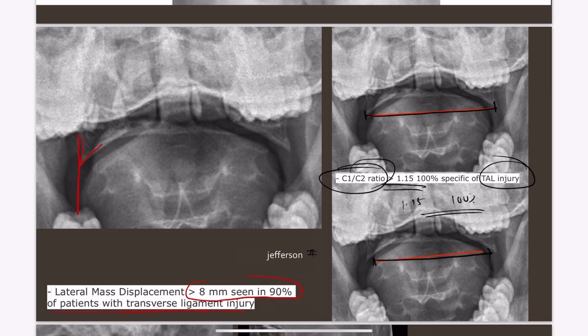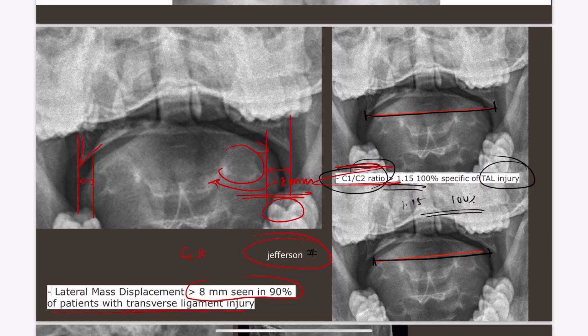On the C1 lateral aspect, we are going to draw a vertical line. At the tip of the C2, we are going to draw a line. And we are seeing the distance. On this end, there is more than 8 mm. So there is displacement of the lateral mass, and it denotes there is a C1 fracture, otherwise called the Jefferson's fracture.